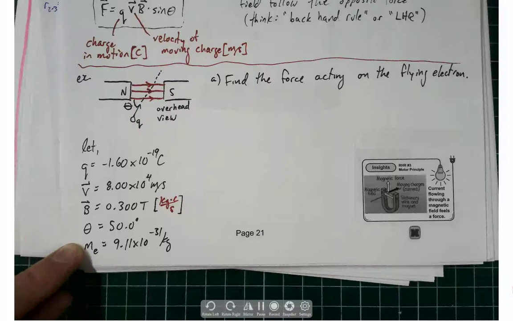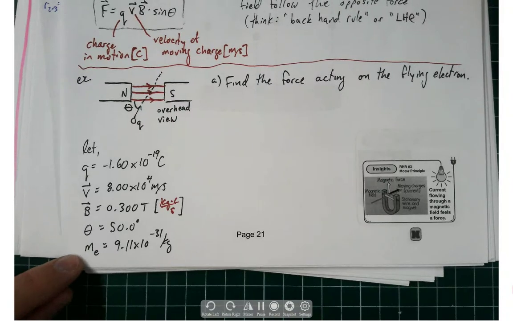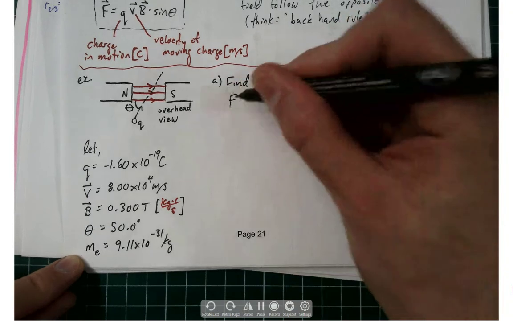Of course, this is just plug and play. There's no real rearranging or problem solving here. We just want to make sure that we can do the data entry on this one. So F equals QVB sine theta.